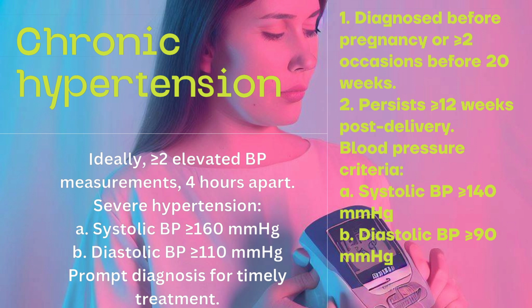If hypertension is first diagnosed during pregnancy and persists for at least 12 weeks post-delivery, it is also considered chronic hypertension. The diagnostic criteria for chronic hypertension are systolic blood pressure, greater than or equal to 140 mm of mercury or diastolic blood pressure, greater than or equal to 90 mm of mercury, based on at least 2 elevated blood pressure measurements taken at least 4 hours apart.